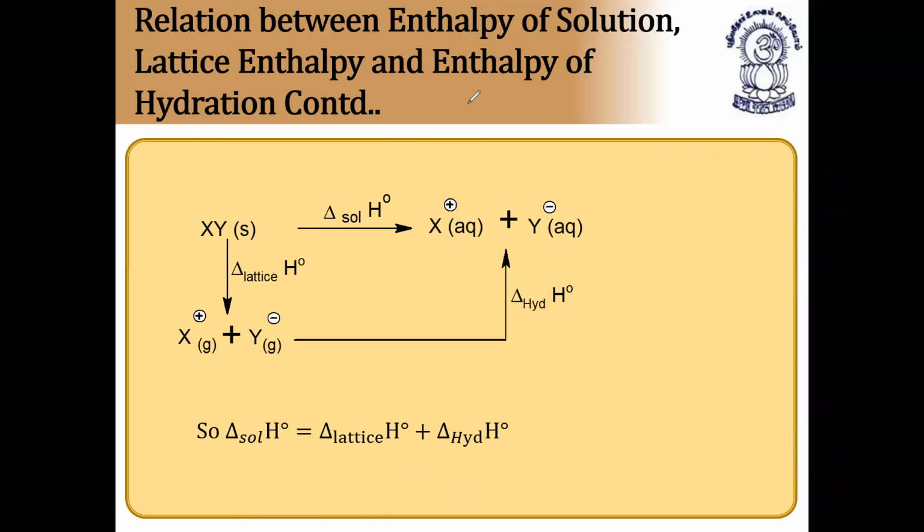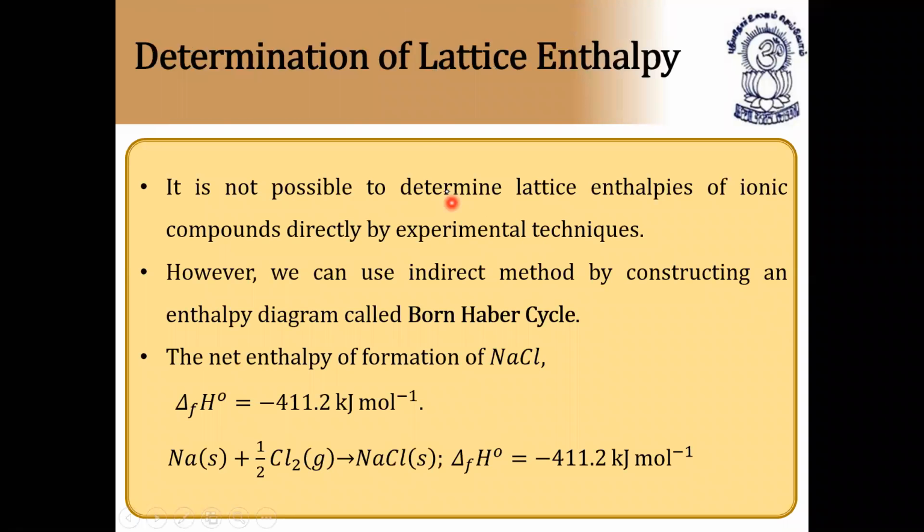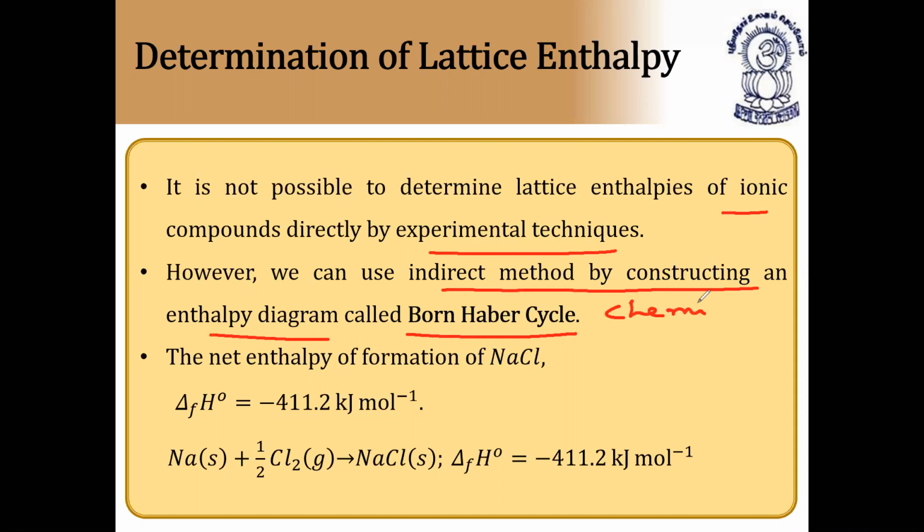Yes. Next. Determination of lattice enthalpy. How to determine lattice enthalpy? It is not possible to determine lattice enthalpy of an ionic solid directly by experimental techniques. However, we can use an indirect method by constructing an enthalpy diagram called the Born-Haber cycle. This Born-Haber cycle we have discussed in chemical bonding. In that topic itself, I told you what is Hess law. Also, Hess law we'll discuss in thermodynamics. I hope you remember. So in chemical bonding, we have discussed this Born-Haber cycle. It is taking place in several steps.